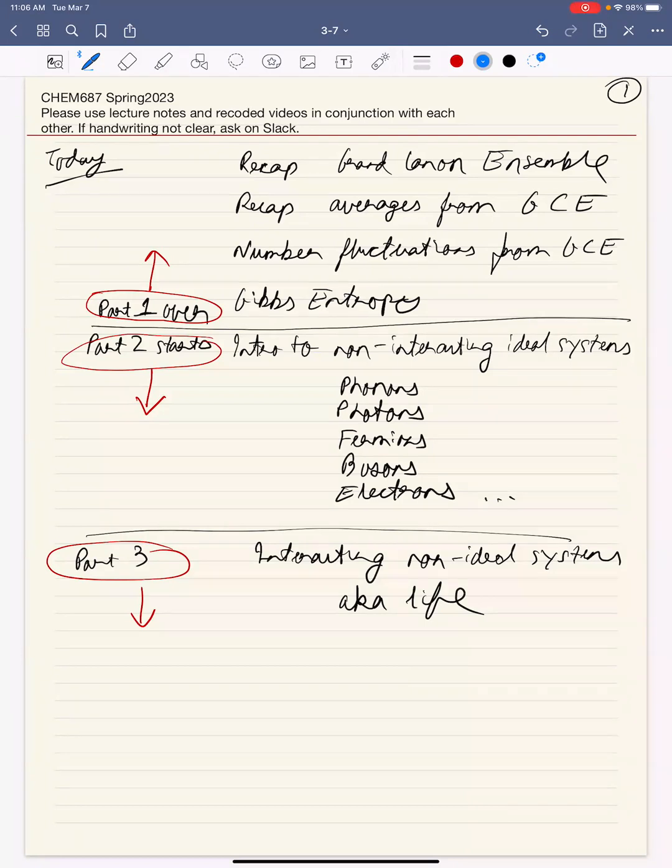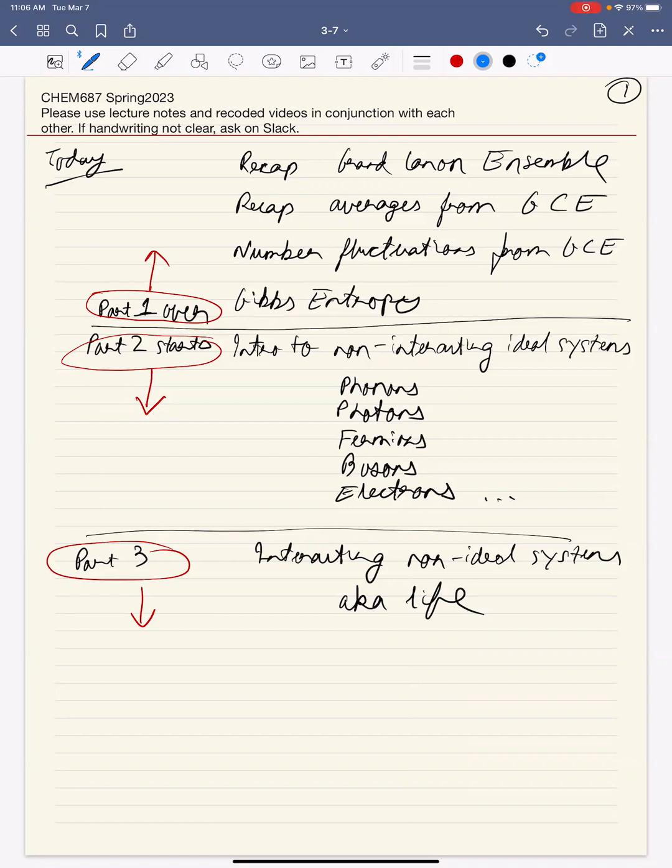So let's get started. Today we are going to do a bit of a recap on the grand canonical ensemble. What was the key idea? Last time we studied how to get averages from the grand canonical ensemble. We will look at that again very slightly, and mostly we will focus on number fluctuations.